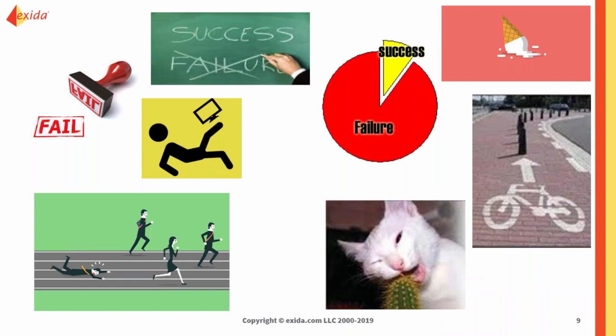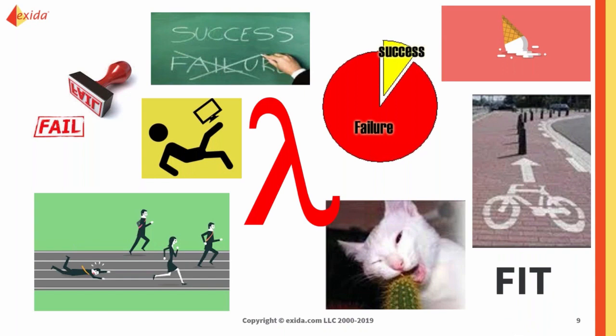Failure rates are often represented by lambda, this Greek symbol, in case you're not familiar with it, here big in the middle in red. And that's a unit of measurement often referred to as FITs. We'll look at lambda, how it's broken down, and the unit of measurement of FITs coming up. But now that we know what a failure rate is, this lambda, it's the number of failures per unit of time for a piece of equipment.